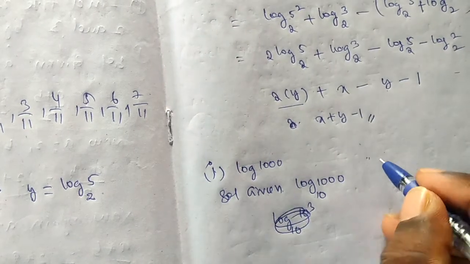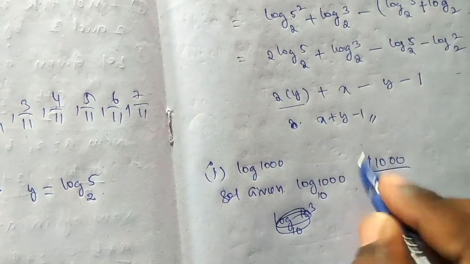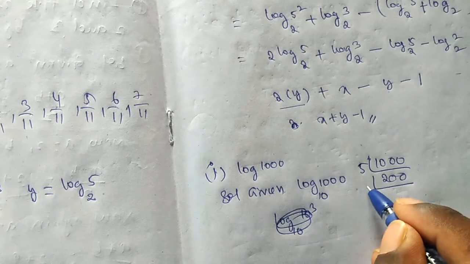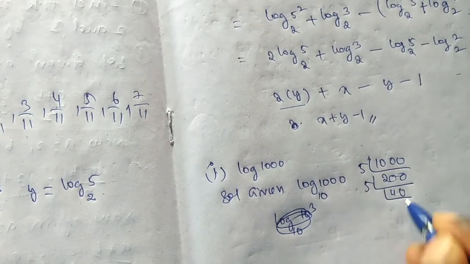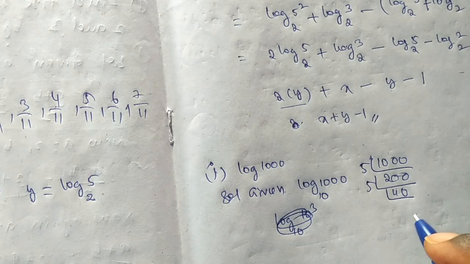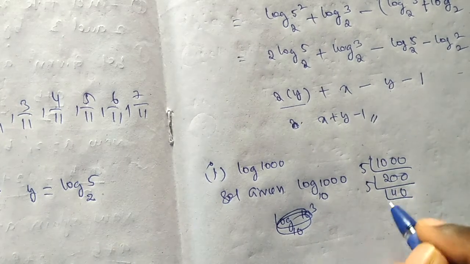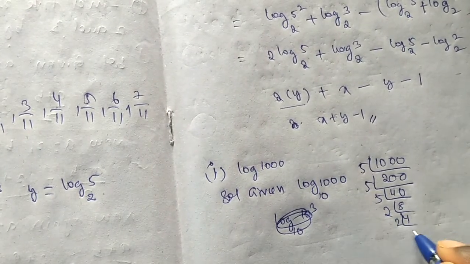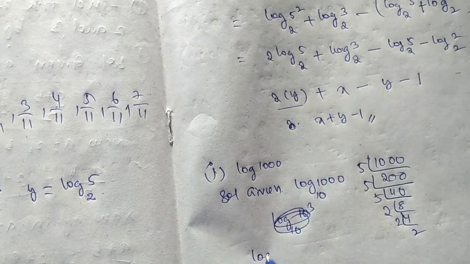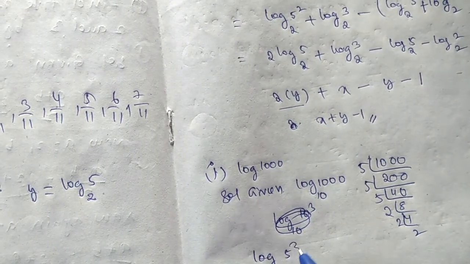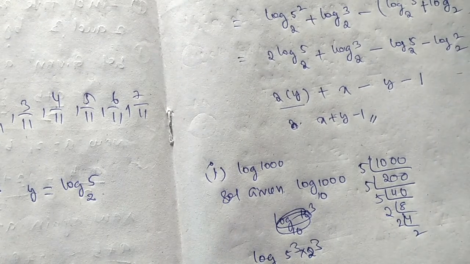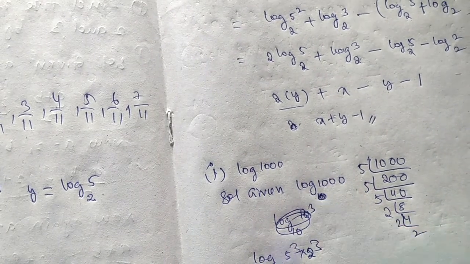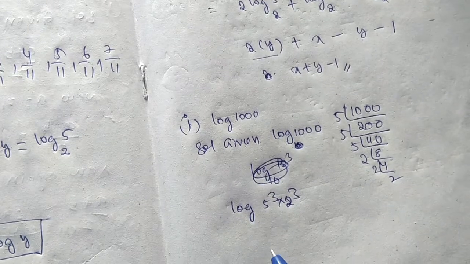So find the prime factorization of 1000. 5 twos are 10, 5 200s are 1000, 5 40s are 200, 5 8s are 40, 2 4s are 8, 2 2s are 4. So I can write 1000 as 5 cube into 2 cube. No need to write base 10 here. 5 cube into 2 cube.